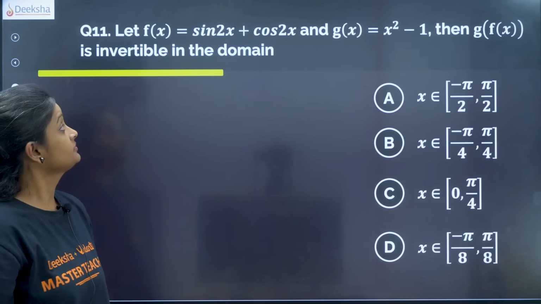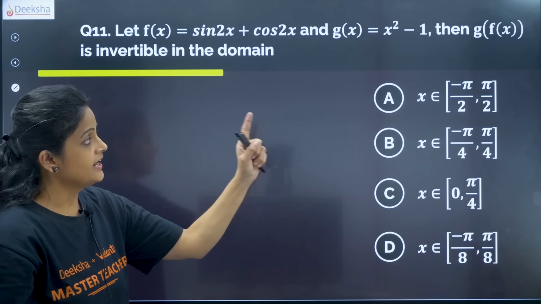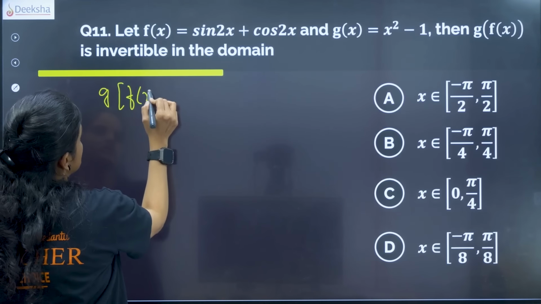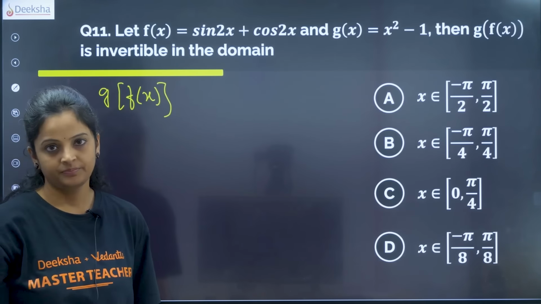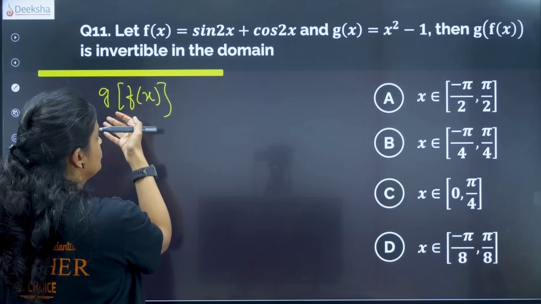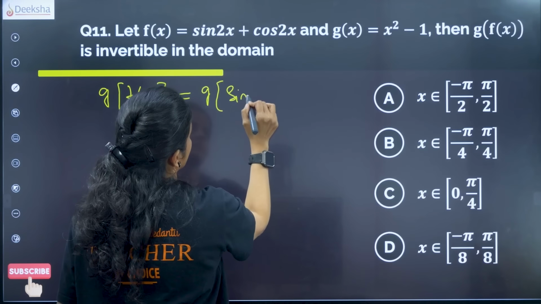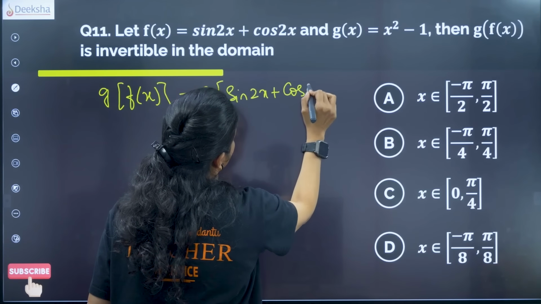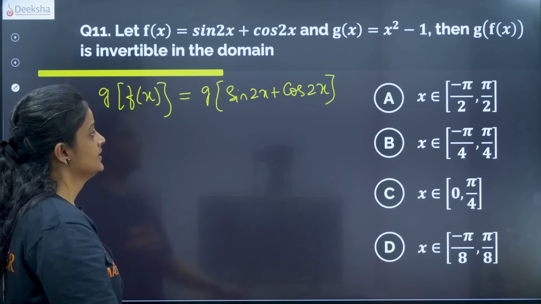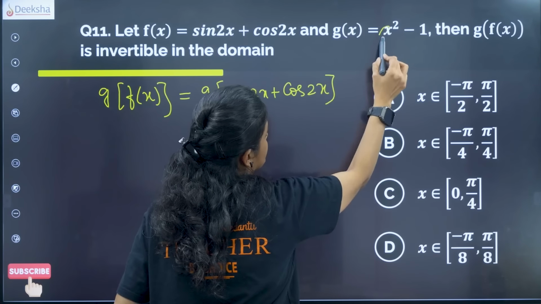See the next question. f of x is equal to so and so, given. g of x is one function given. Again, composite function is what is asked. The function is invertible in the domain. What is the domain if the function is invertible? This is the question, but still we have to do the same composition only. g of f of x, you write down here. What is the domain? The inputs. So we have to decide which input is correct among these, right? g of sin 2x plus cos 2x is there. Substitute in place of x.